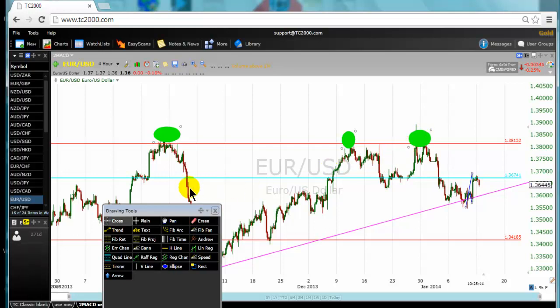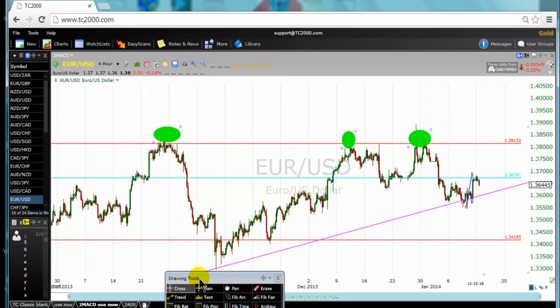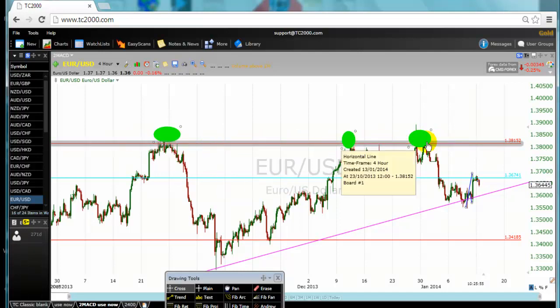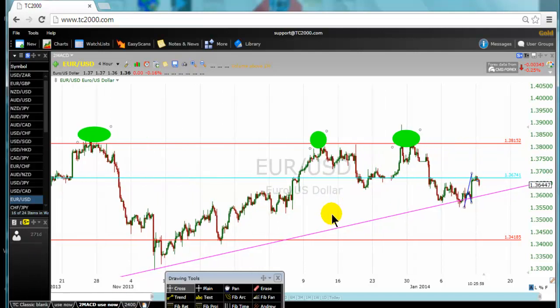and the same resistance level, they sold it again. So what we are seeing now on this 4-hour chart is that we have a triple top. A triple top is a confirmation of a bullish momentum, but the bullish momentum will be confirmed when we see what? A lower high and a lower low.